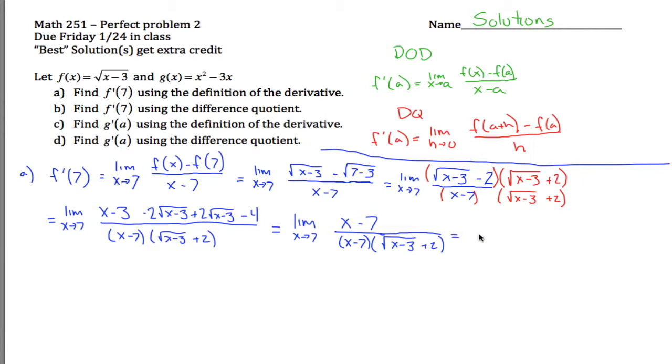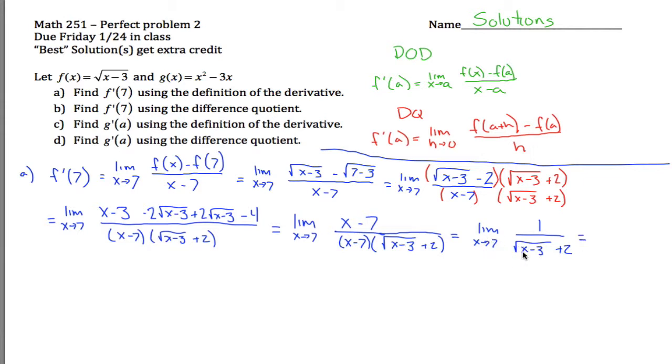So we can say that this is equal to the limit as x approaches 7 of 1 divided by the square root of x minus 3 plus 2. Minor little point. What I have written here, this fraction is not the same as this fraction. However, the limit as x approaches 7 of this fraction is the same as the limit as x approaches 7 of this fraction.